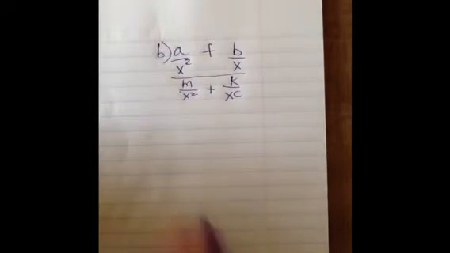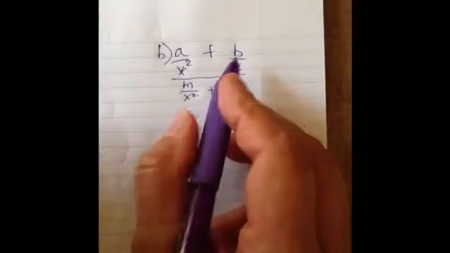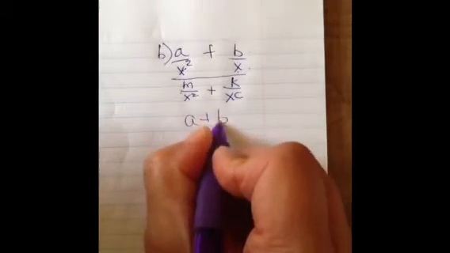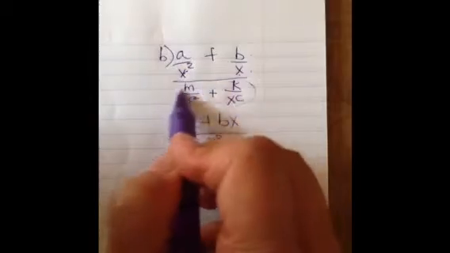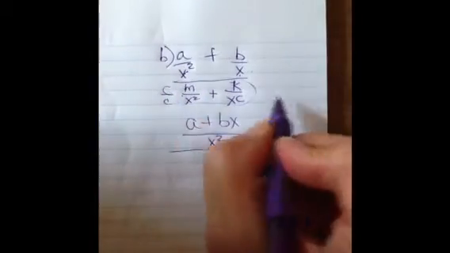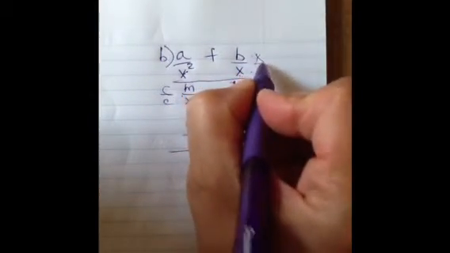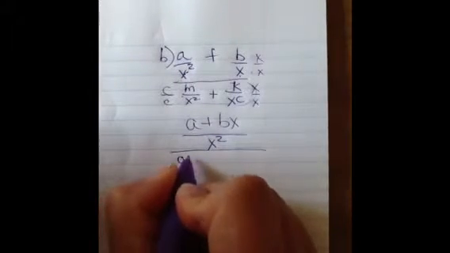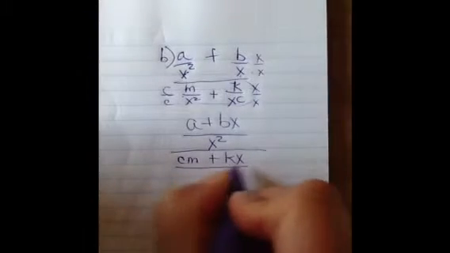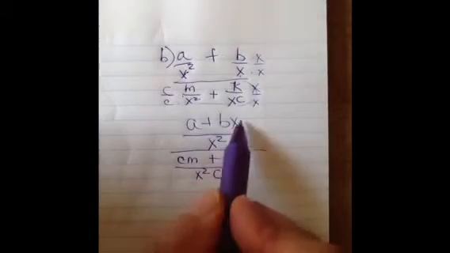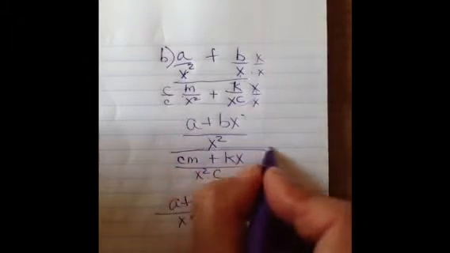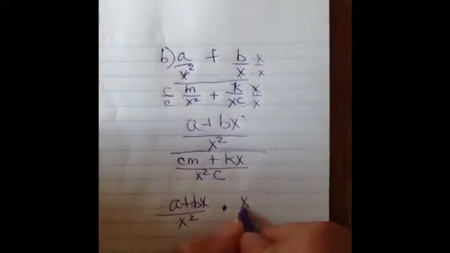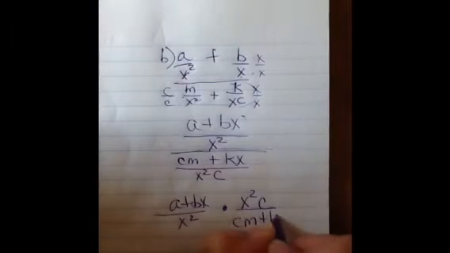So now let's try for part B. Now again, we need to simplify these fractions. So we have an x squared and an x, so I'm going to multiply this by x over x, and so now I have a plus bx all over x squared. The whole thing is divided by, and I need a common denominator here, which means I'm going to multiply this by c over c and this by x over x. Let's put this up here so you see what I did. So now on the bottom I'm going to have cm plus kx all over x squared times c. Now I'm going to take this, a plus bx divided by x squared, change this to a multiply, and flip this whole thing. X squared c all over cm plus kx.